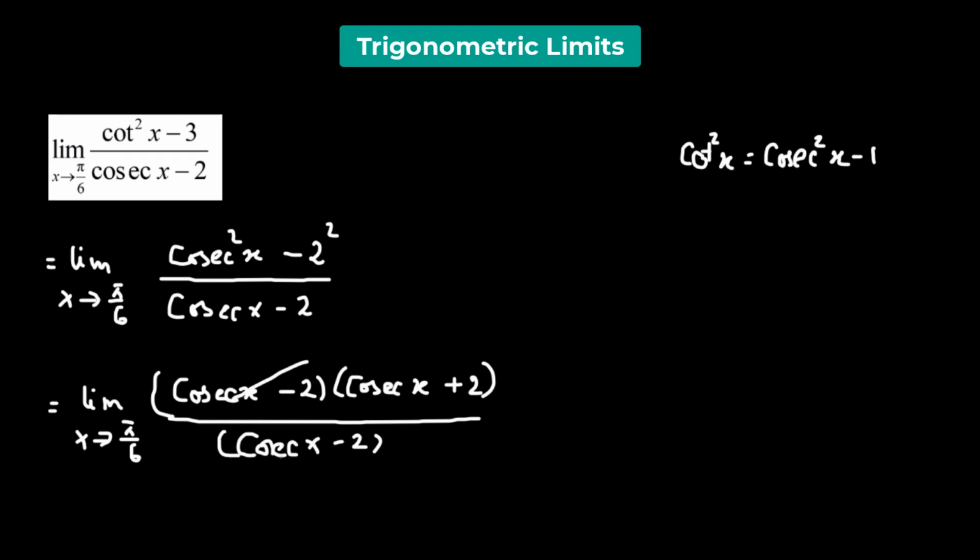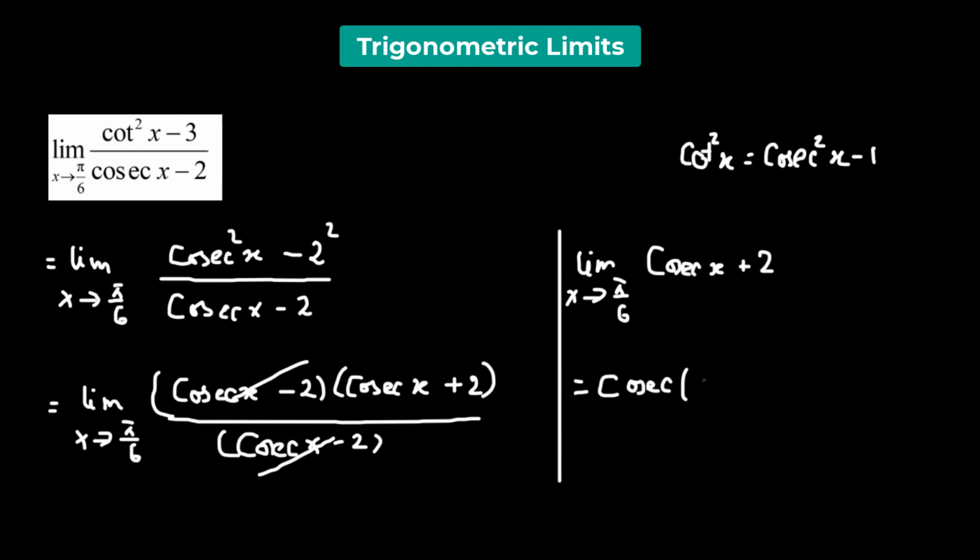So we can cancel out cosec of x minus 2 from both the numerator and the denominator, and that's going to leave us with cosec of x plus 2. So we have limit x approaching pi over 6 of cosec of x plus 2. Now let us substitute this value of x. So we have cosec pi over 6 plus 2. Cosec pi over 6 is 2, so our final answer will be 4. So this is going to be the limiting value of the given function when x approaches pi over 6.